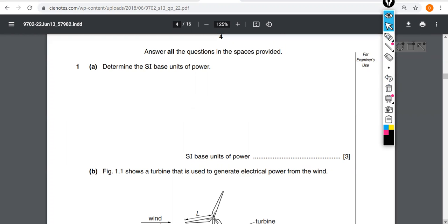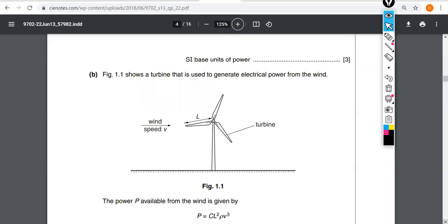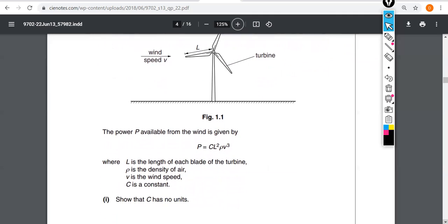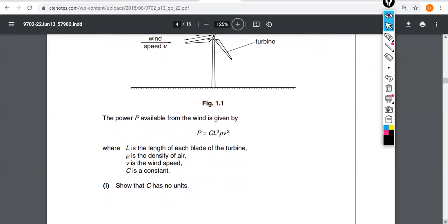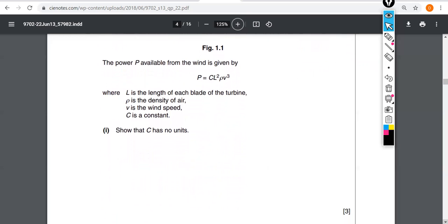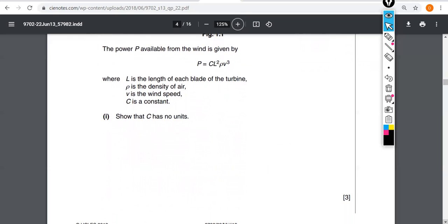Now the question goes on to give us figure 1.1 showing a turbine that is used to generate electrical power from the wind. And the power P available from the wind, that's important, that this is the power available from the wind, is given by that equation there. And they've defined all of those variables for us. Our job now is to show that C has no unit. So it's similar to what we just did. But now we have to look at the idea called homogeneity in the equation, sameness. We need the same units on each side of the equation for it to be valid.